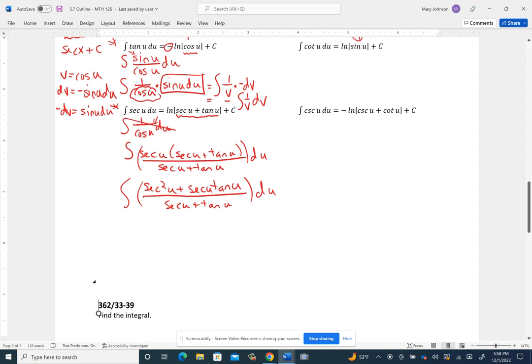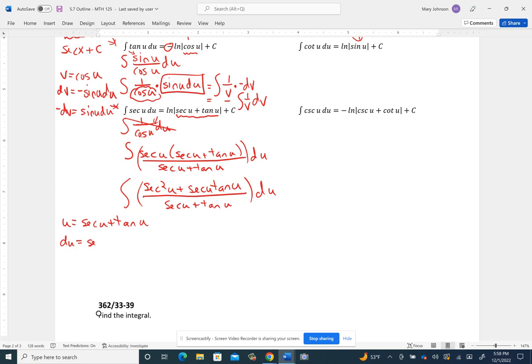So what I could do is separate that if I wanted to, so that I have the secant squared u over secant u plus tangent u, and then the secant u tangent u over secant u plus tangent u. I could separate it like that if I wanted to, but probably the easiest thing to do is to say, okay, let me let u equal the secant u plus tangent u. Then I can do the derivative of this.